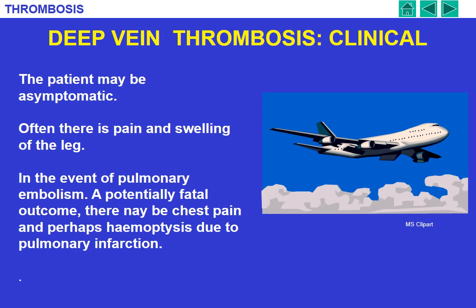Let's now consider the clinical aspects of deep vein thrombosis. Very often patients with deep vein thrombosis are asymptomatic, but sometimes the patient will complain of pain and swelling of the leg. In the event of pulmonary embolism, which is a potentially fatal complication of deep vein thrombosis, there may be chest pain and perhaps coughing of blood due to pulmonary infarction.